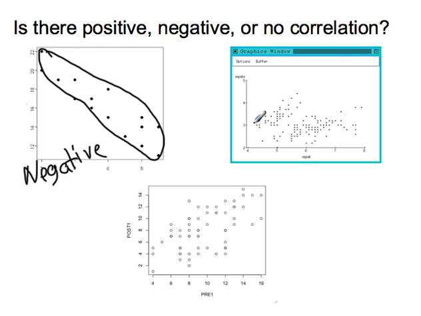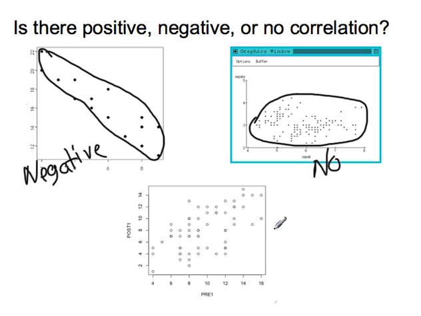Moving over to this one. What does it look like is happening here? Is that oval going up or down? It's not doing anything. It's really just kind of a straight oval. It's almost horizontal. So that one would be relatively no correlation.